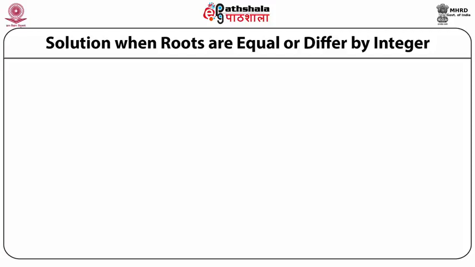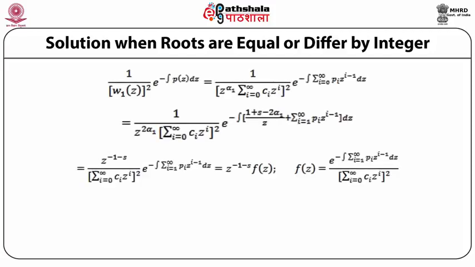Thus, we obtain 1 by square root of w1 of z into e raised to power minus integral of p z dz is equal to 1 by square root of the term within the brackets z raised to power alpha 1 into summation i going from 0 to infinity c i into z raised to power i, brackets close, into e raised to power minus integral of summation i going from 0 to infinity p i z raised to power i minus 1 dz.